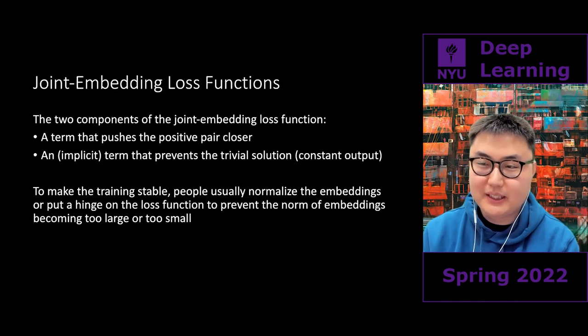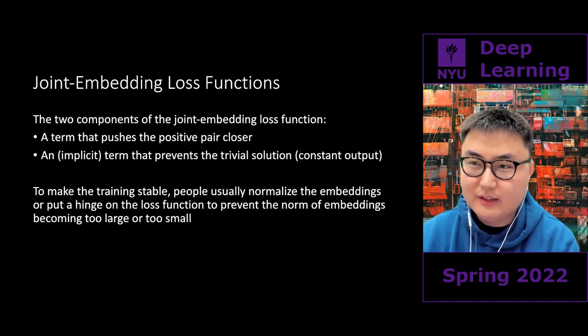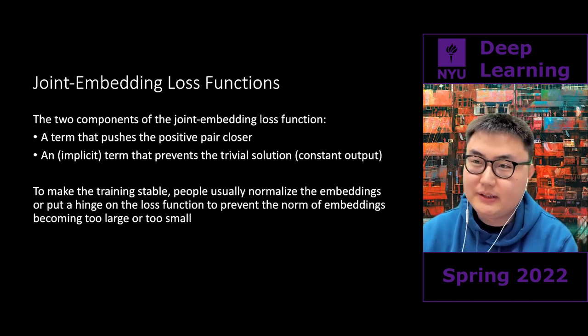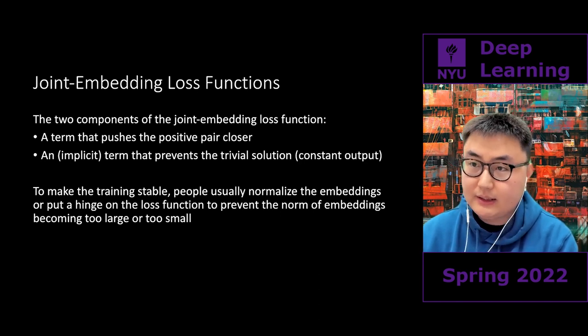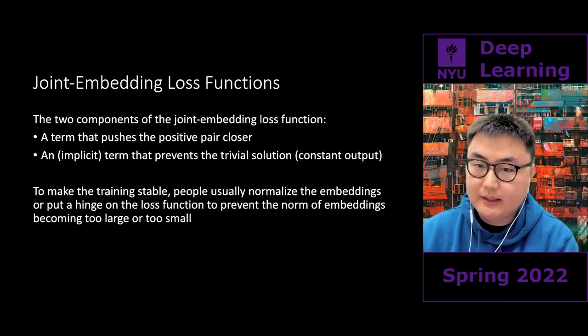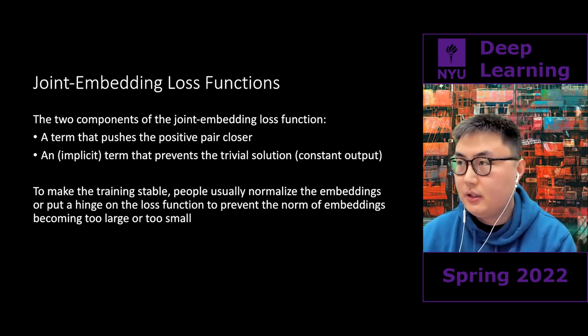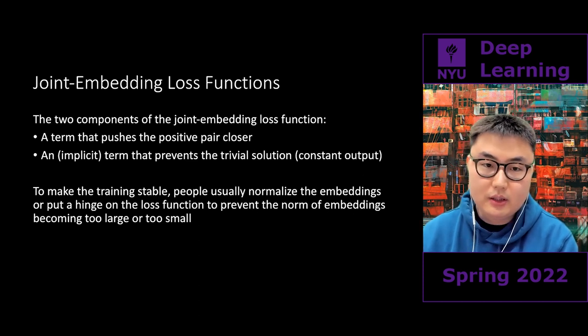Okay. So let's talk a little bit about the shared traits of all the joint embedding methods, or the loss functions. For joint embedding loss functions, you must have two components. One is a term to push the positive pair closer. Usually that's just the energy function. You push the energy function lower, so essentially you make the two representations closer.